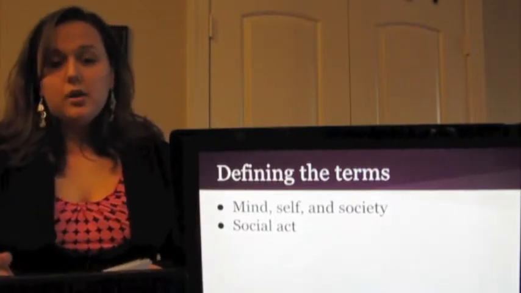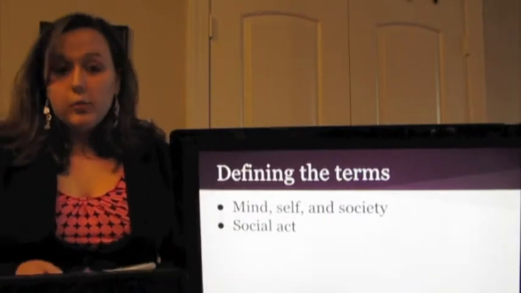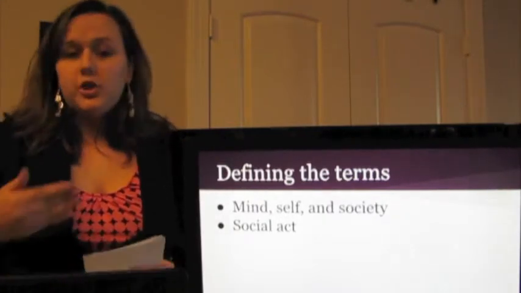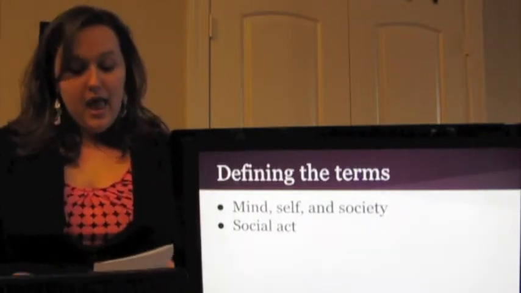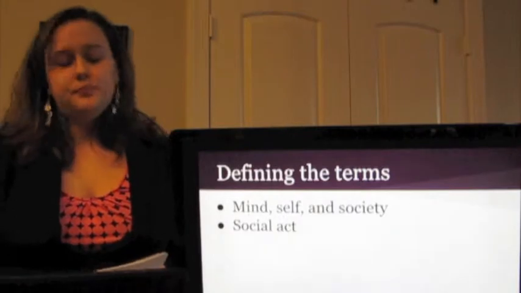The next term I want to talk about is the social act. It's the three-part relationship between an initial gesture from one person, the response from another person, and then a result.